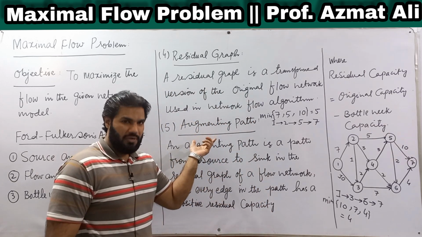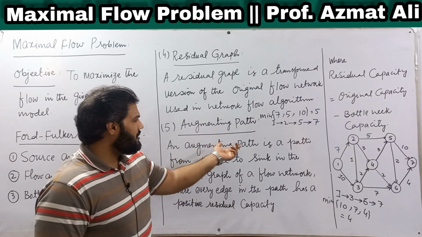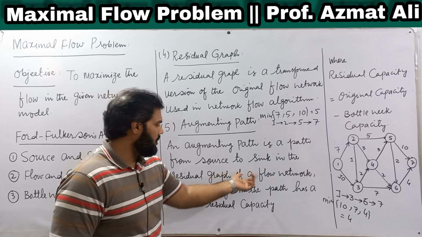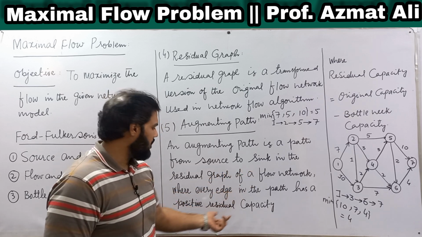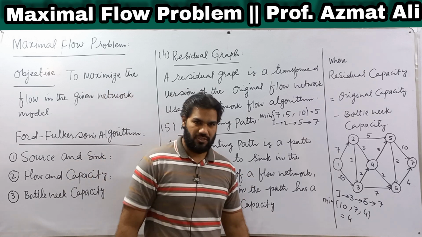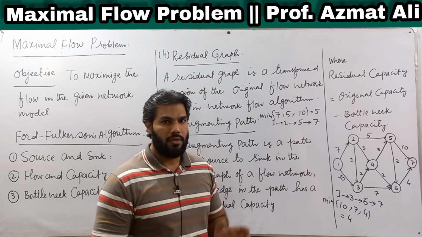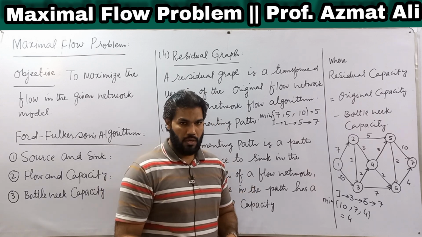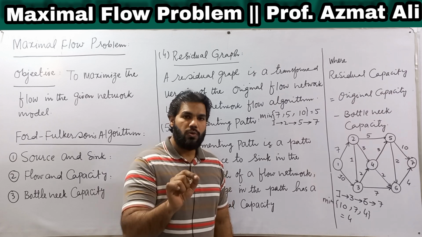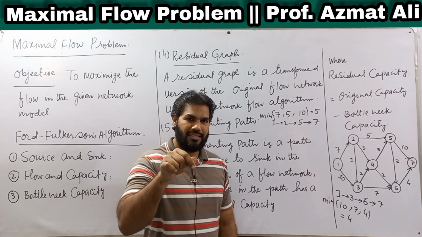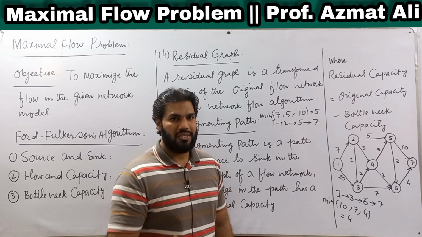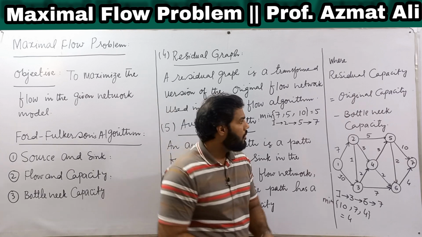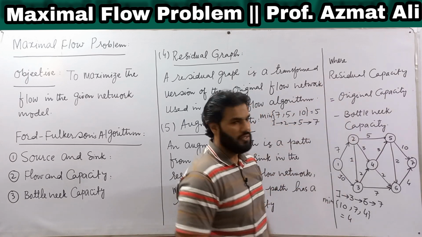What is augmenting path? An augmenting path is a path from source to the sink in the residual graph of a flow network where every edge in the path has a positive residual capacity. So an augmenting path is a path of the residual graph, such that the residual capacity of every edge should be positive. What is the residual capacity? Residual capacity is actually the difference between the original capacity minus bottleneck capacity.